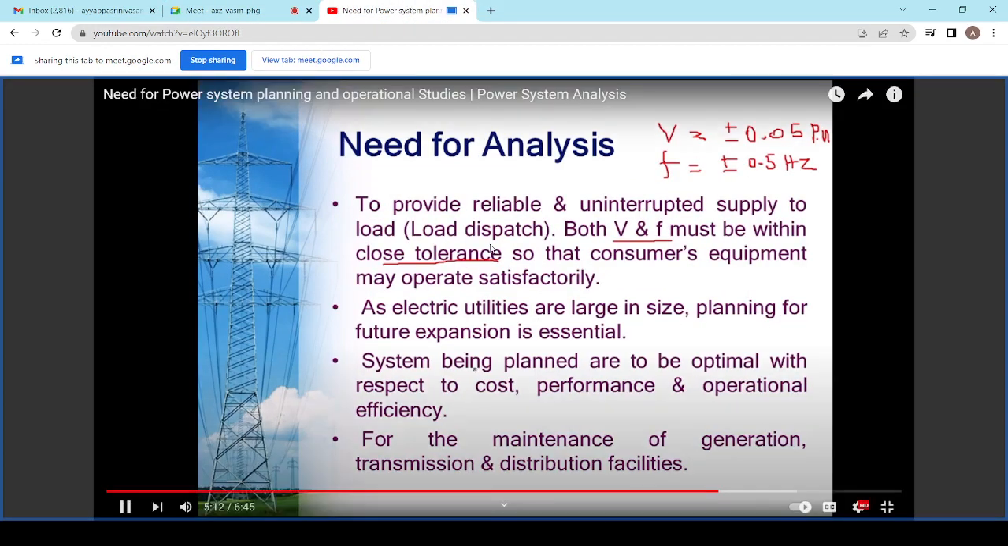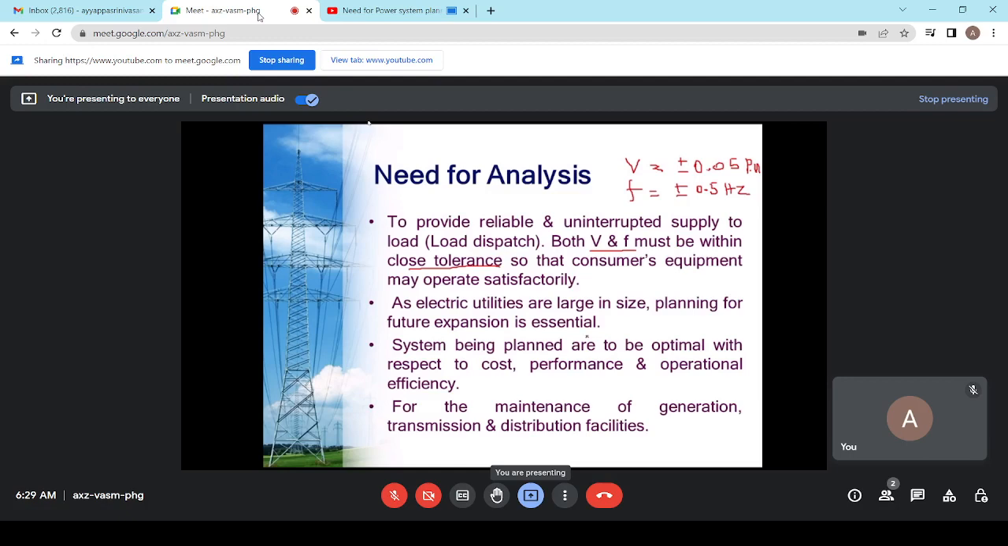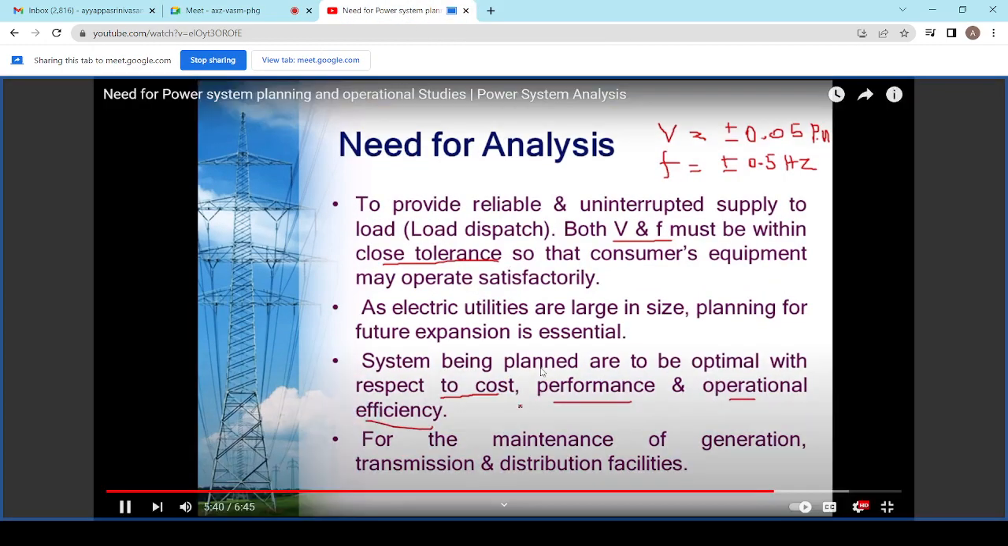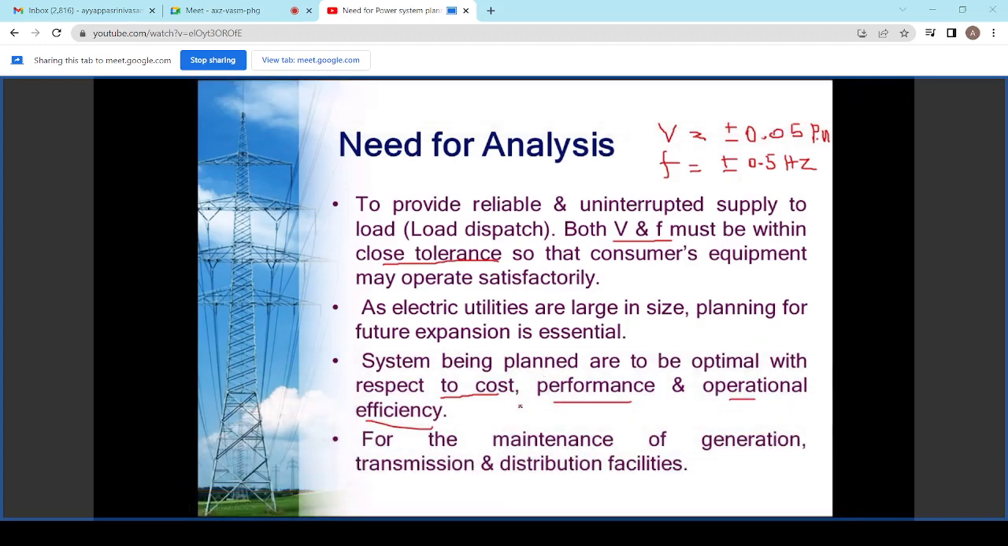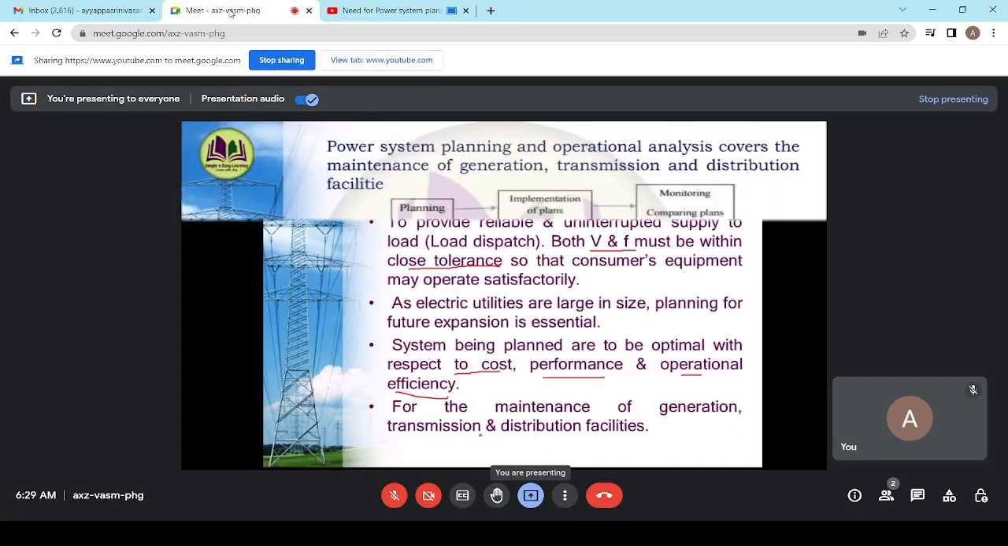And the second one: as electric utilities are large in size, planning for future expansion is essential. So for that we are going for analysis. And the third one: the system being planned should be optimal with respect to cost, performance and operational efficiency. Whatever we are planning, if I want to install more power plants, then I need to look after this optimal condition as well as cost, performance and operational efficiency. And the fourth one: for the maintenance of generation, transmission and distribution facilities, we are going for this analysis.